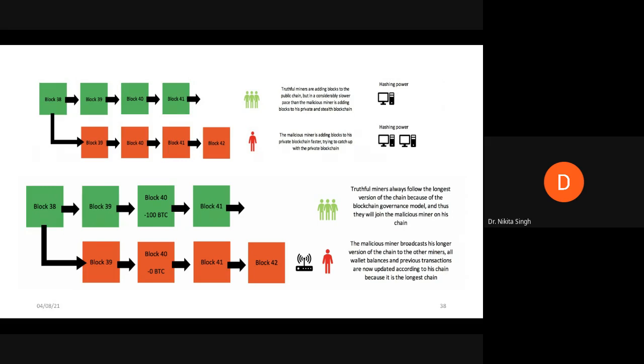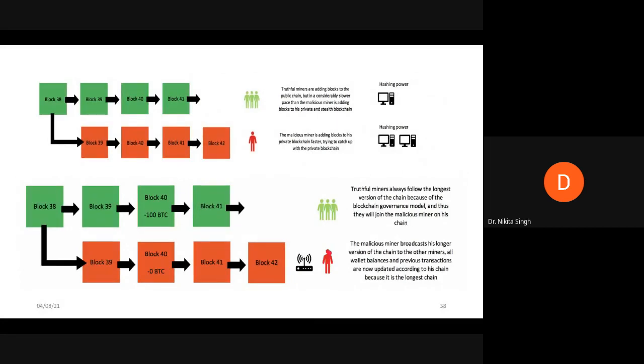So what this malicious miner is trying to do is create a blockchain at a faster pace than the honest blockchain. He's trying to catch up with the public blockchain. Now, as soon as the corrupted miner creates a longer blockchain, he suddenly broadcasts this version of the blockchain to the rest of the network.